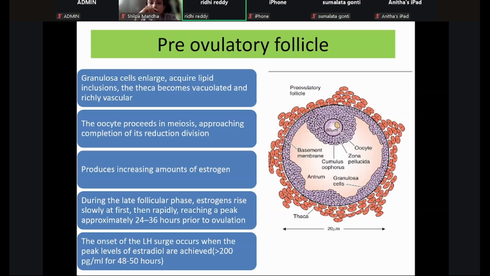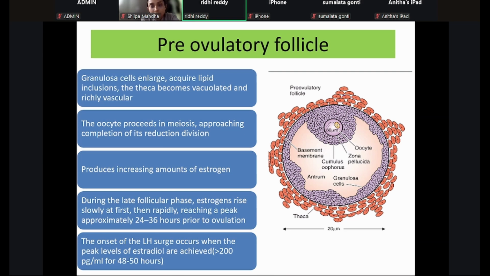Then in the pre-ovulatory follicle, the granulosa cells enlarge and acquire lipid inclusions. All this will happen in the pre-ovulatory follicle. The theca becomes vacuolated, and vascularity will be more. Then the oocyte proceeds in meiosis. That is, it approaches the completion of its reduction division, because only after ovulation should meiosis one be completed. So there will be more estrogen.